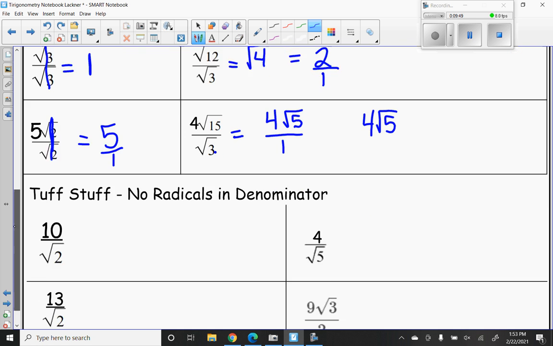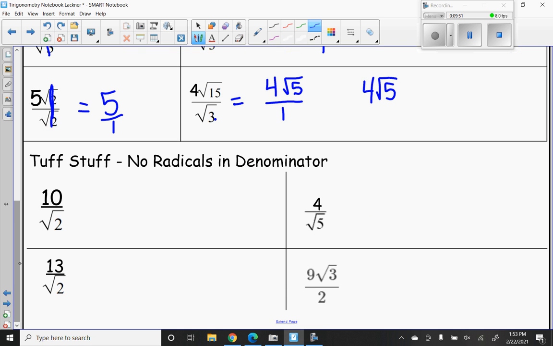So now, finally, I'm getting to the tough stuff. This is how radicals work, and it's going to be strange, but we're just going to continuously do it. And eventually, you're just going to catch on that it's just another rule in math.